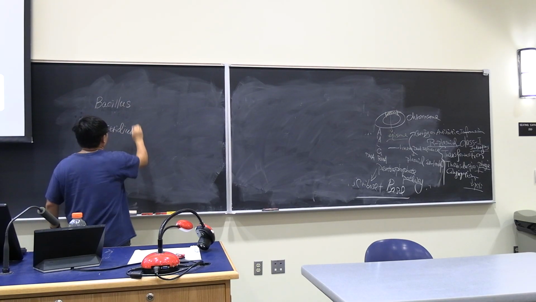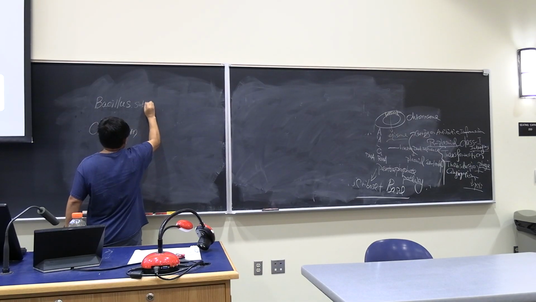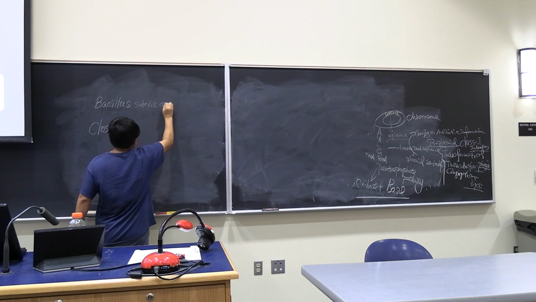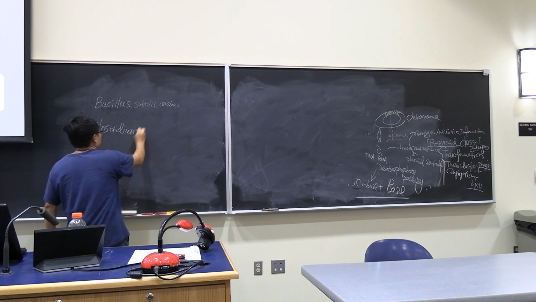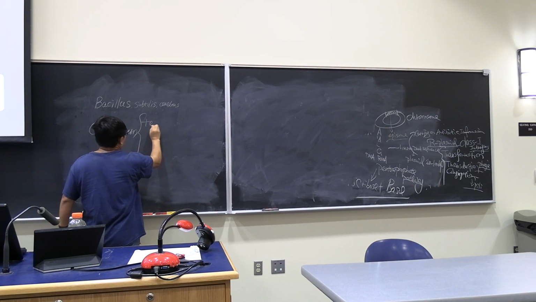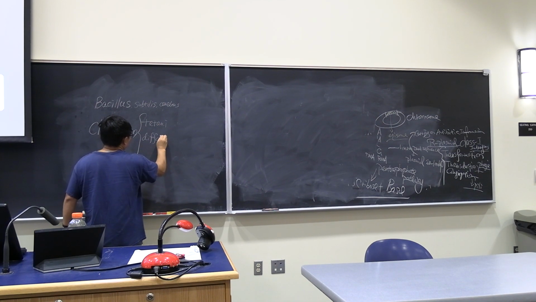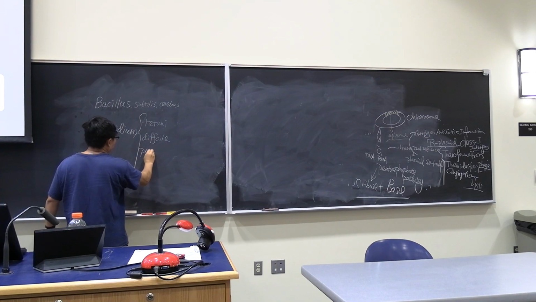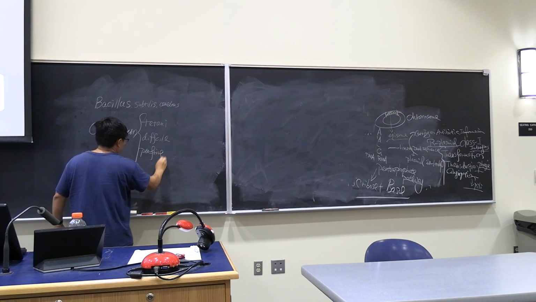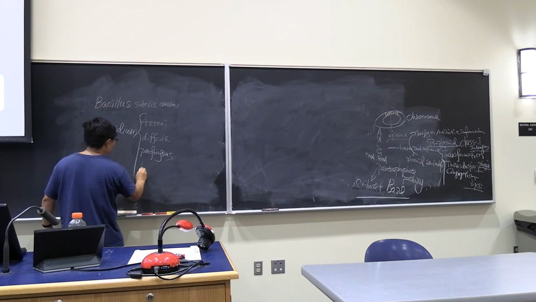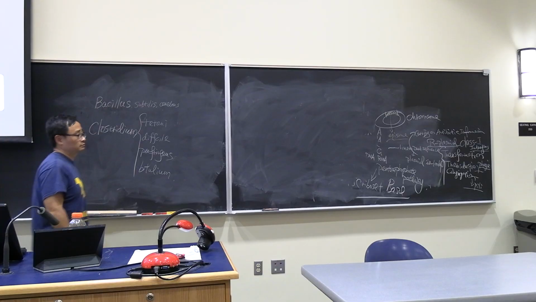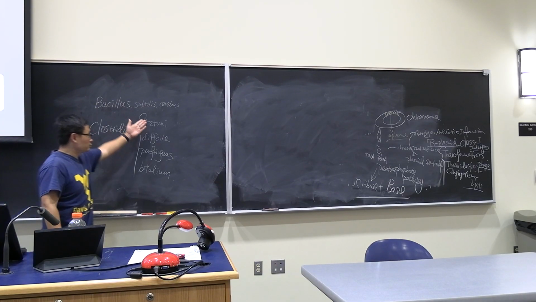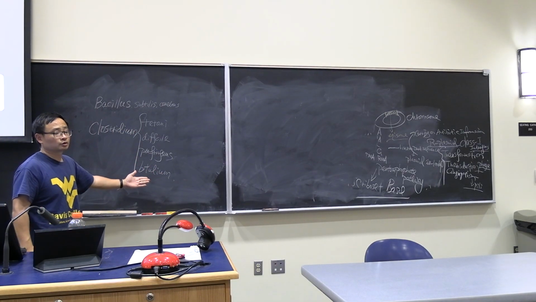Bacillus has 2 species, subtilis or cellulus. Clostridium: tetani, Clostridium difficile, Clostridium perfringens, and Clostridium botulinum, which causes botulism. You heard about that. We are all going to cover these in the exam too.